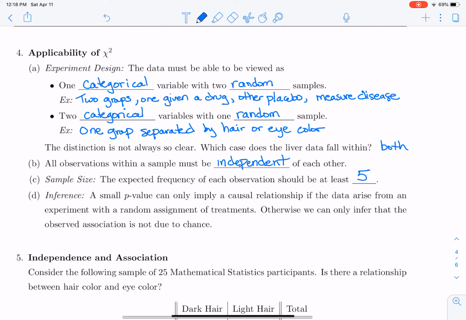Otherwise, we can only infer that the observed association is not due to chance. So just because you find a small p-value does not necessarily mean you have that dependence relationship. It depends on how you designed your experiment. If you have randomly assigned people into a drug group and a placebo group, then you're going to be able to make a causal conclusion. If I randomly surveyed people and they either drink or don't drink, then I might be able to make some conclusions about liver disease.